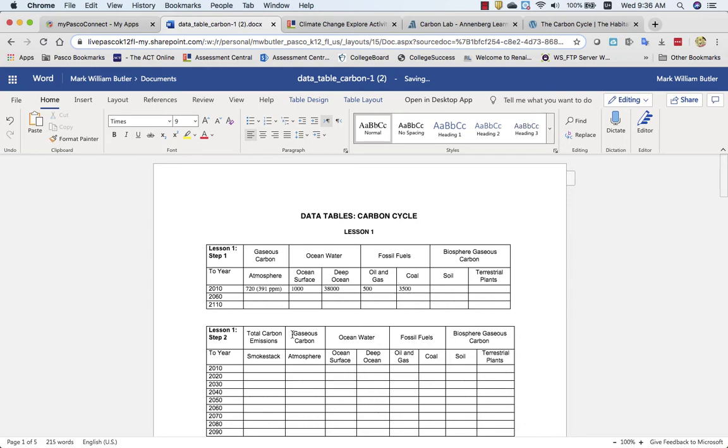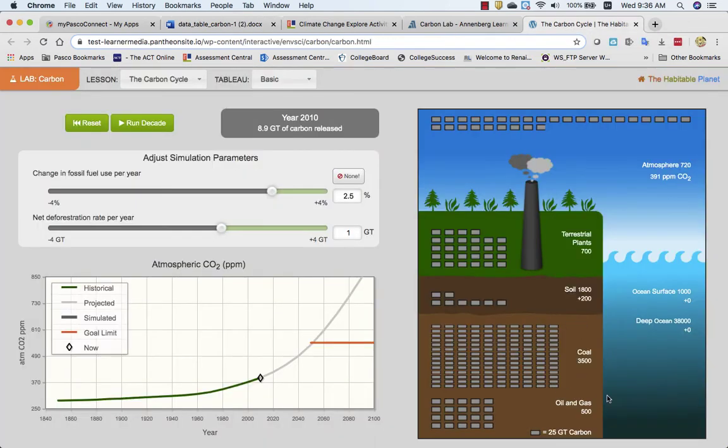Now let's think about that for a second. What is it showing us? It's saying there are gigatons, 3,500 gigatons of carbon tied up in coal. That seems like a lot, but check out the deep ocean. There are 38,000 gigatons of carbon stored in the deep ocean. So a much bigger reservoir here.